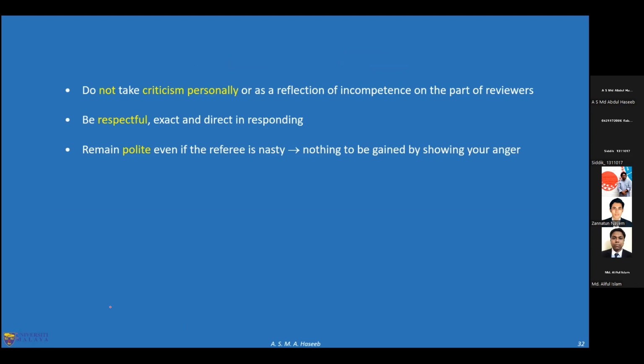While you respond to the reviewers, don't take them personally. We have to be respectful all the time, because after all, these are experts in your area and they're giving their efforts, their time for nothing. They're not paid. Normally we are not paid when we do the review. So you have to be respectful to them. And of course, in our response, we have to be polite.